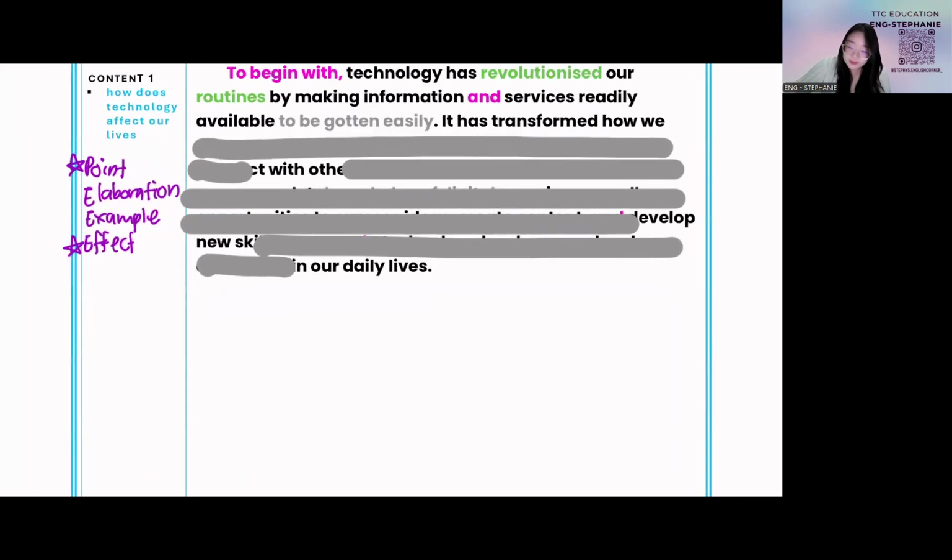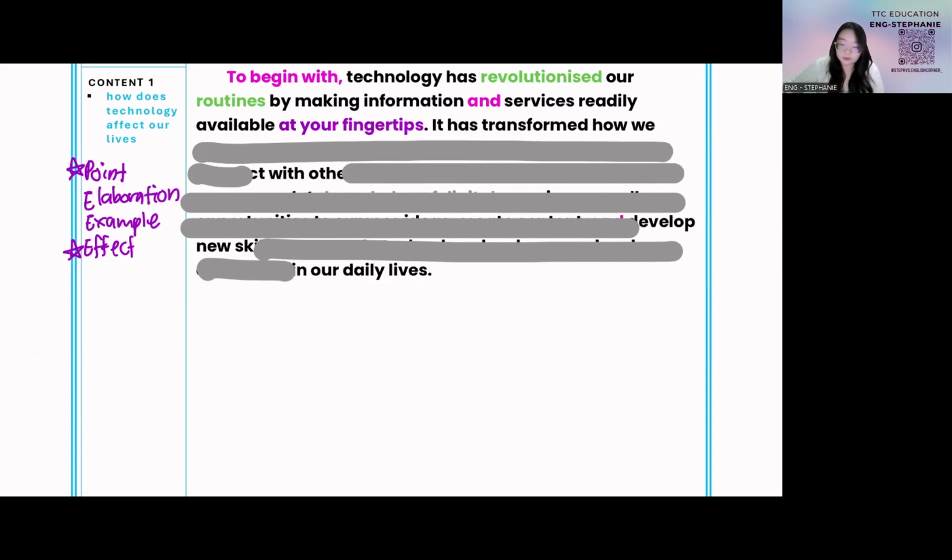So, revolutionize. Technology has revolutionized our routine by making information and services readily available to be gotten easily. If you realize, this is the definition of one of our word map words. Can anyone give me the word map words? We want to utilize them here. By making information and services readily available to be gotten easily, easy to be accessed.